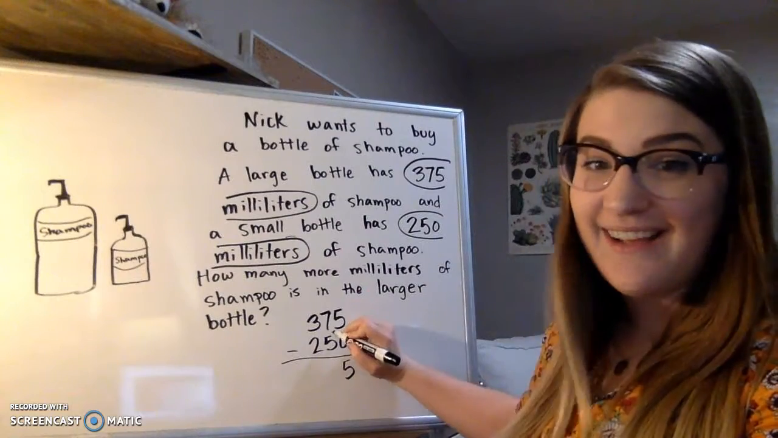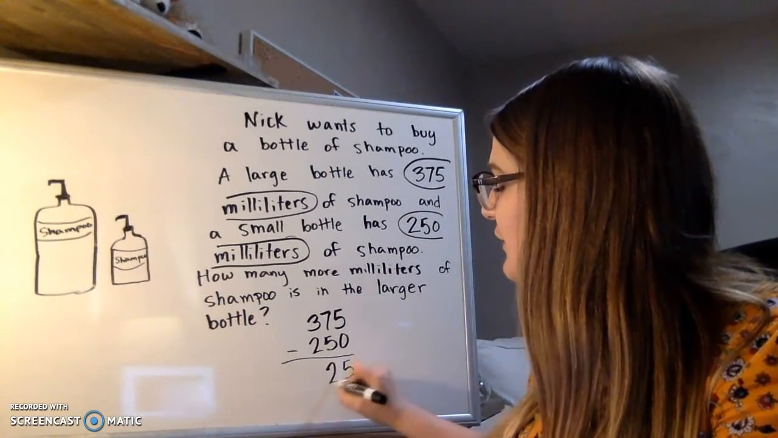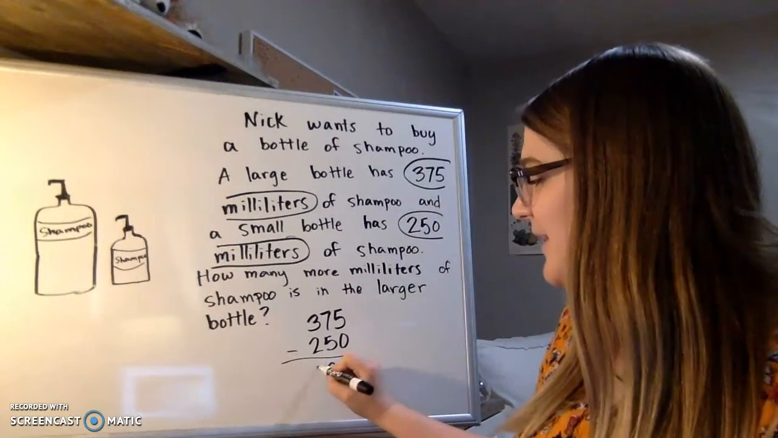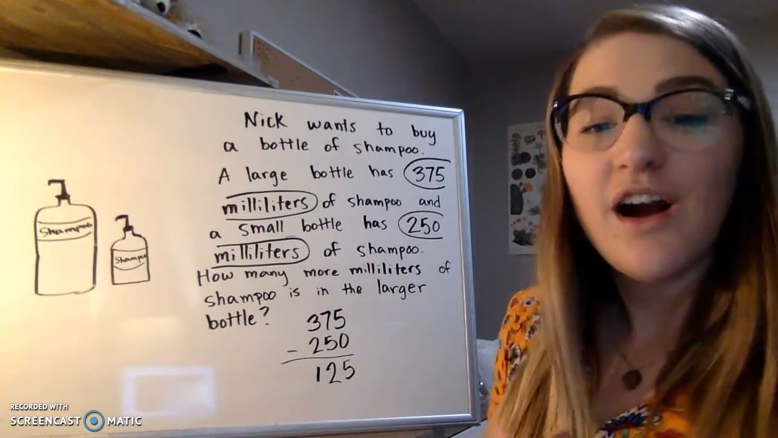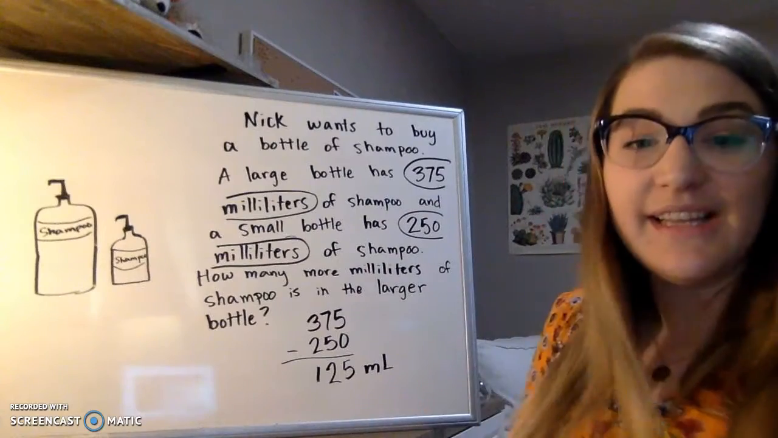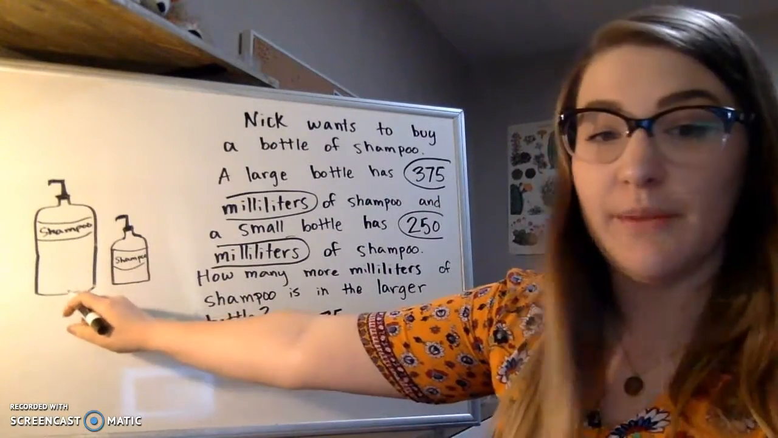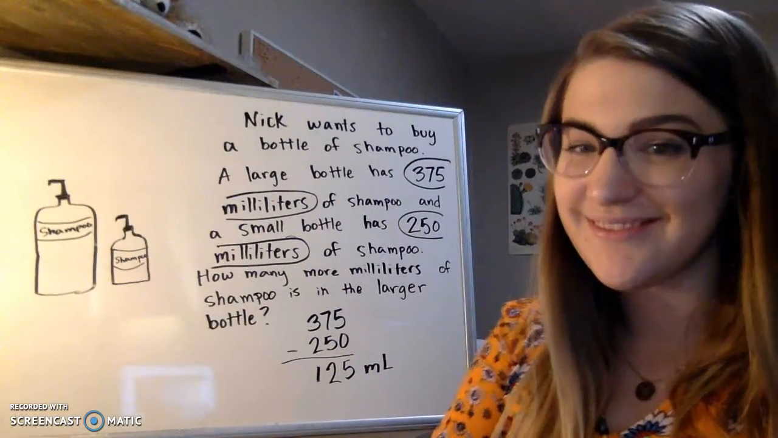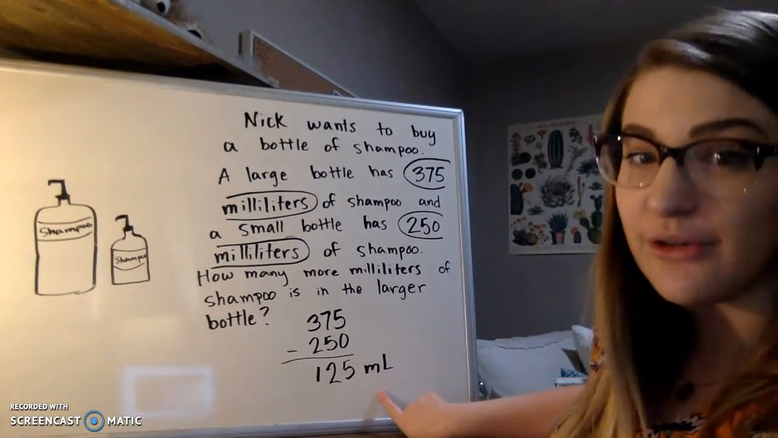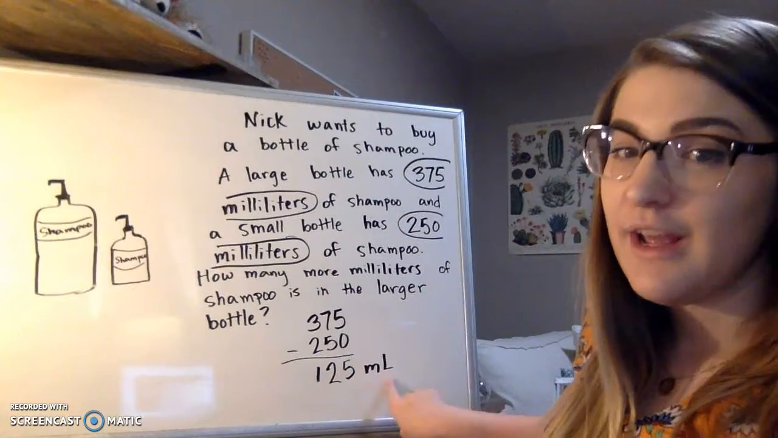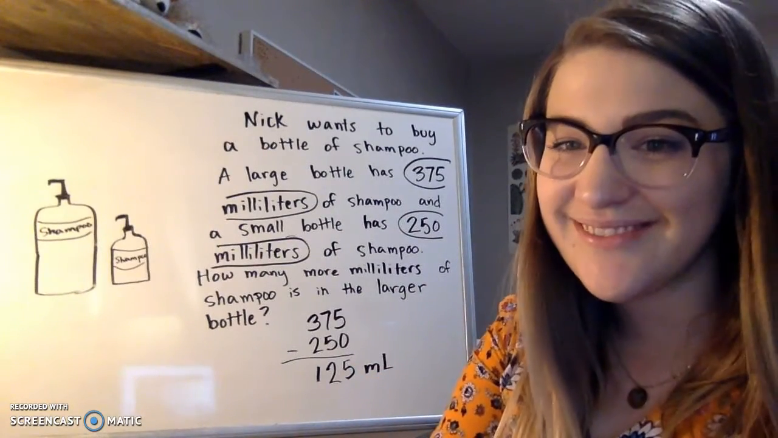7 minus 5 is 2. Then 3 minus 2 is 1. So there are 125 more milliliters in the large shampoo bottle than there is in the small shampoo bottle. Make sure that you got your units on there too. So not just 125, we got to make sure that we put the milliliters in there as well.